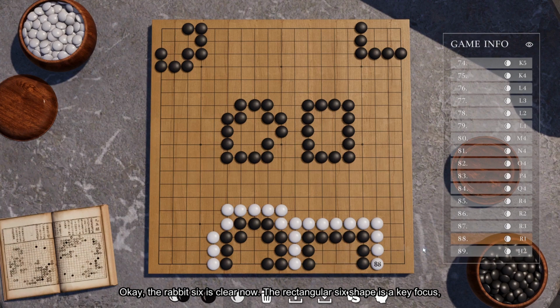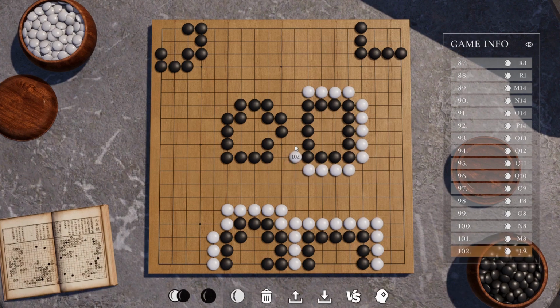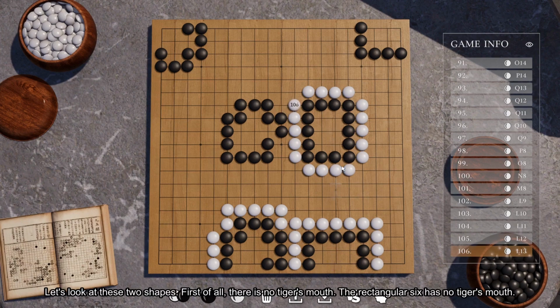The rectangular 6 shape is a key focus, because the rectangular 6 behaves differently on the side, in the center, and in the corner. Please note that the rectangular 6 on the side and in the center are actually both unconditionally alive shapes. Let's look at these two shapes.